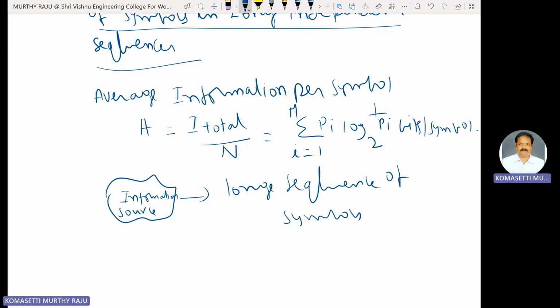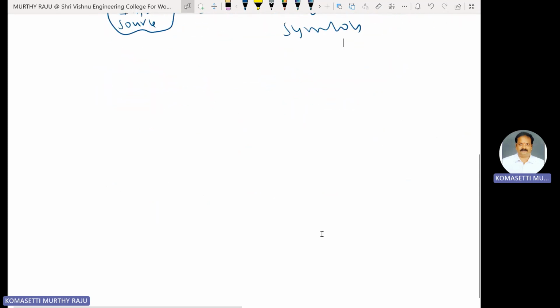We are concentrated on the total information of all symbols rather than single symbol information. The total information content of all the symbols generated from the information source needs to be considered rather than a single symbol's information content. That is the average information. Now we will concentrate on average information.